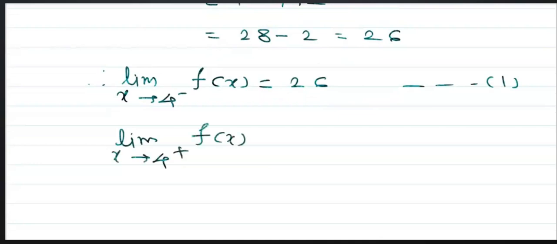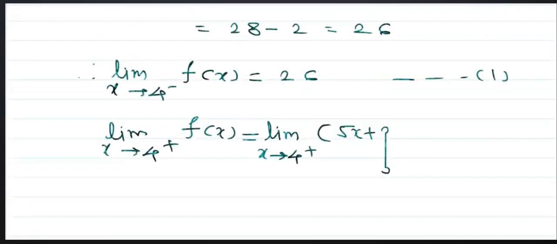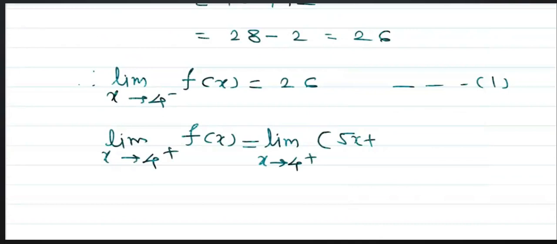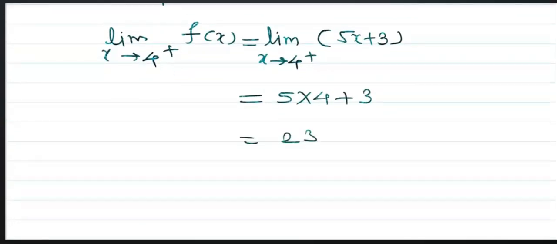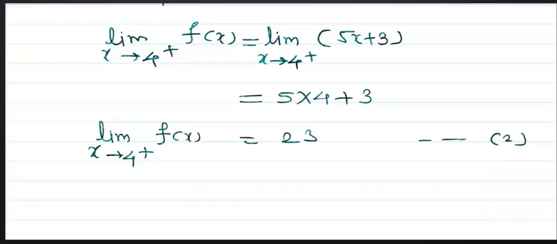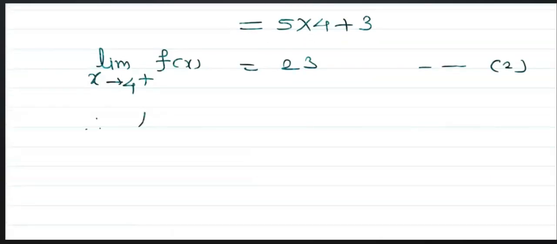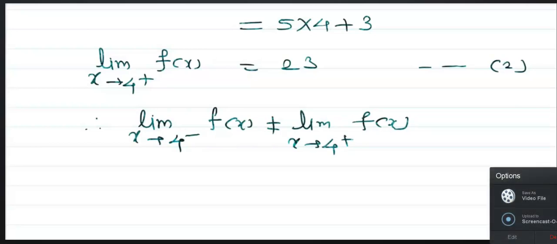Limit x tends to 4 plus f of x is equal to limit x tends to 4 plus, that is 5x plus 3. Substitute here 20 plus 3, that is 23. This is the right hand side limit. Now what's happening here? Limit x tends to 4, that is left hand side limit is not equal to the right hand side limit.